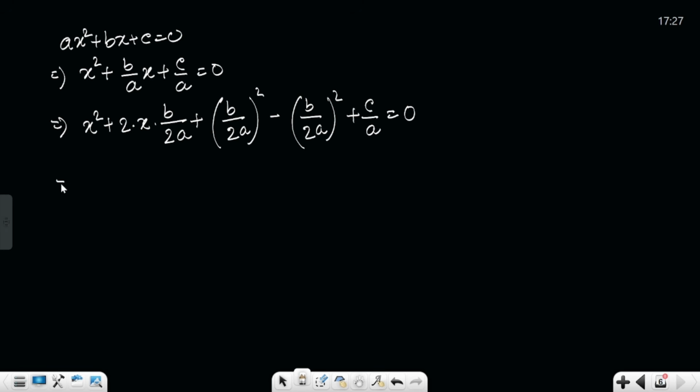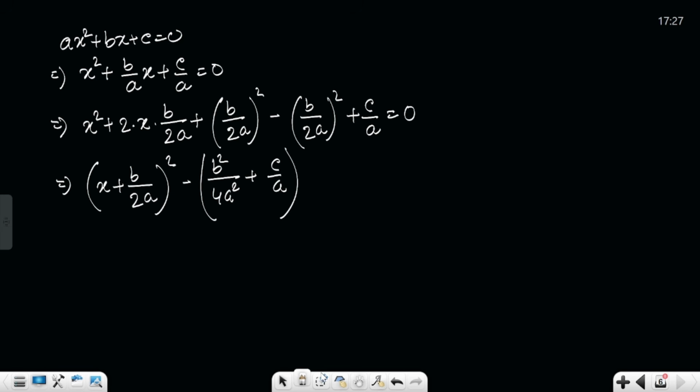Simple. So now this part will become x plus b by 2a whole square, right? And here, this part is b square upon 4a square plus c by a. If we take this common, so this sign will be minus a. Okay, this will be equal to 0.